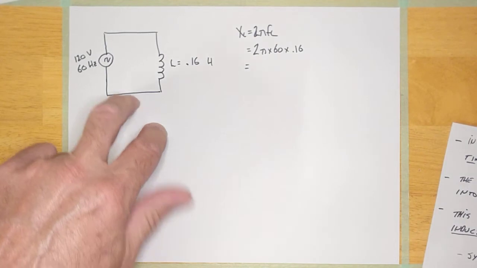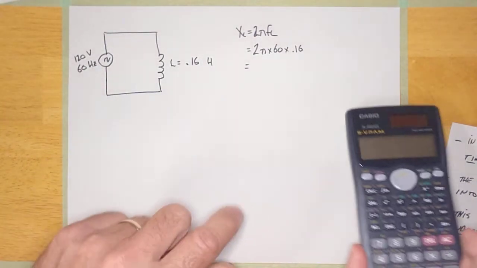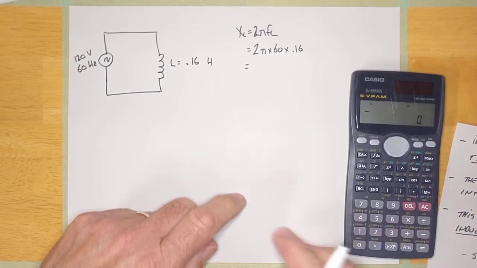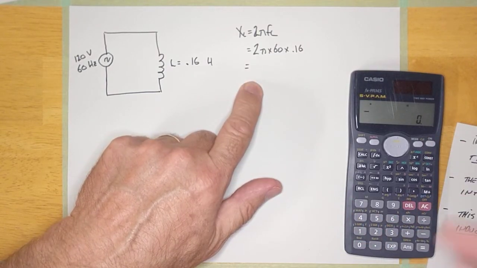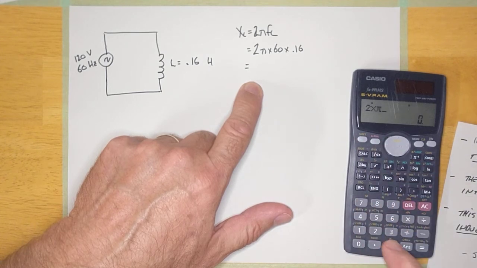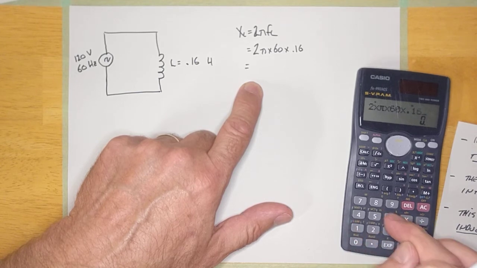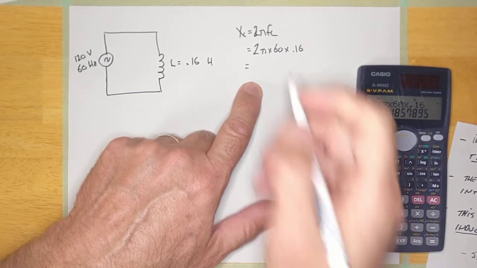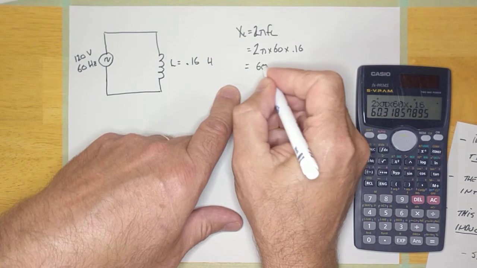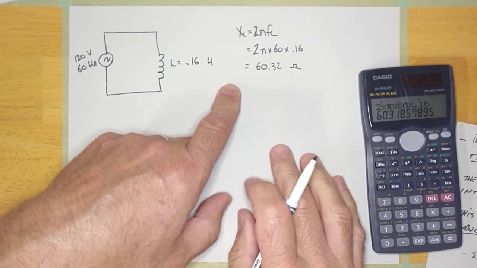And so I'm going to find my handy-dandy calculator here. I lost it. There it is. We'll turn it on. Hopefully you can see that. We're just going to pound that all in here. 2 times, you have to find your pi button, pi times 60 times 0.16. According to this, it is 60.32 ohms. All right, guys?